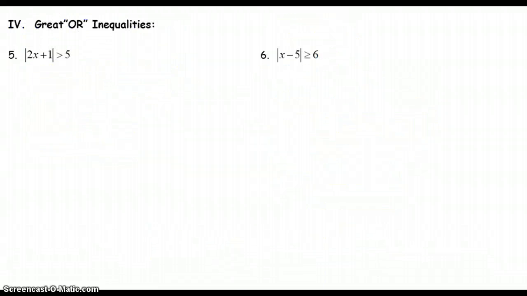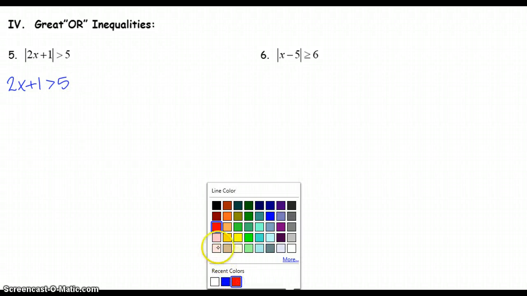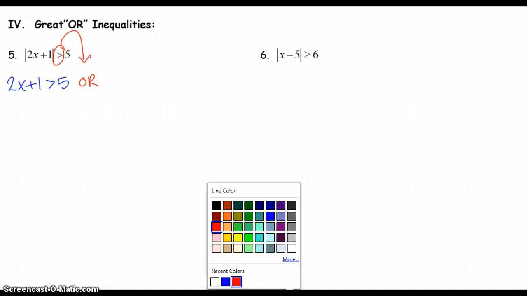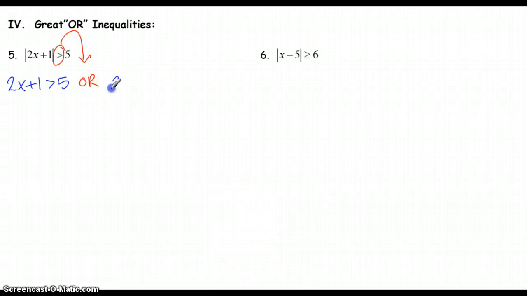Now we're going to take a look at the OR inequalities. So again, we're going to do the same exact process. Separate our problem into two individual inequalities. 2x plus 1 is greater than 5. Look at that symbol. It's a greater than symbol. That's why we know to use OR. And then write your other inequality. So 2x plus 1, flip that symbol just like we were doing before and make the 5 negative.